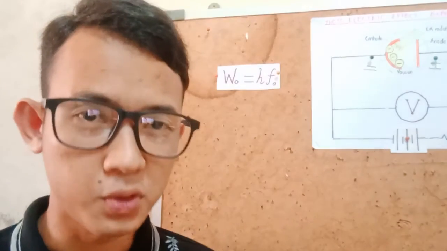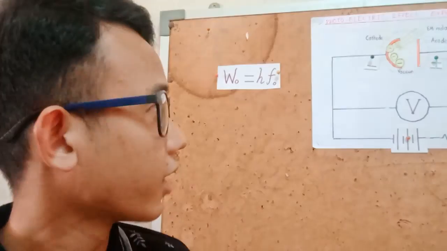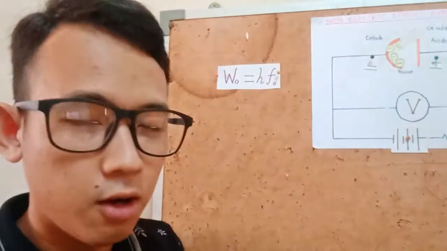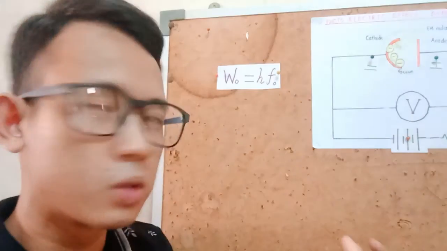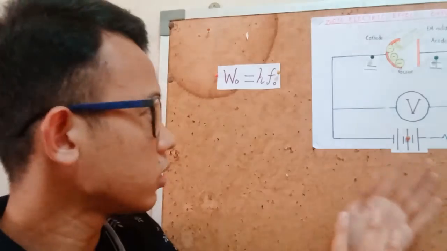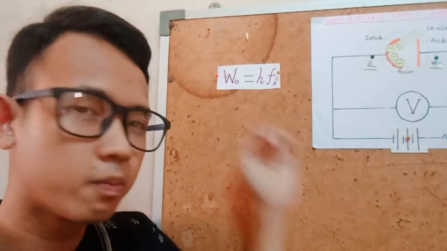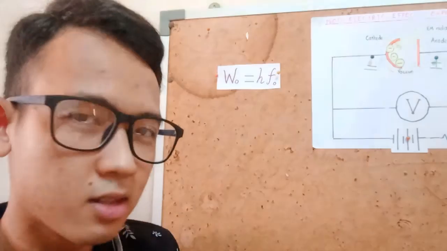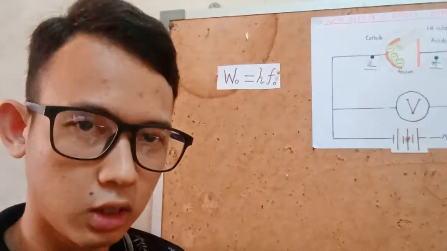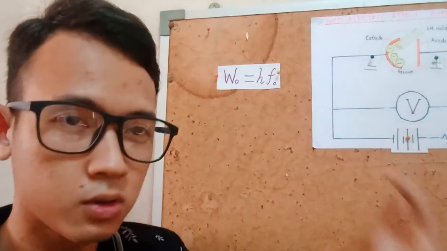Now we know the full story of how the electrons are emitted, but when light energy strikes the metal surface, a fraction of the light energy is actually used to emit the electrons. The work being done there is called the work function, which we symbolize as W naught. So what is W naught? What is the work function? The work function is the minimum amount of energy required to emit electrons from the surface of the metal.